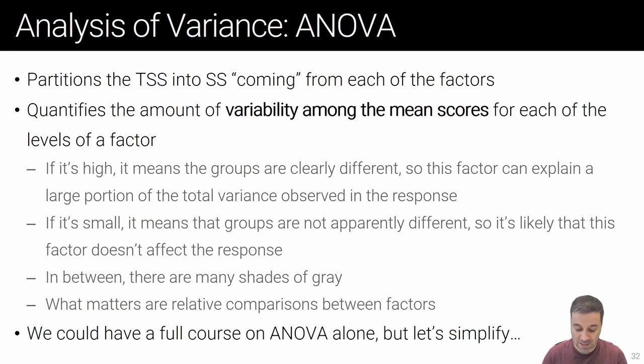And so if that variation is high, that means the groups are clearly different. This factor can explain a large portion of the variability in the response. If it's small, it means the groups are apparently not that different, so it's likely that the factor doesn't play a role in the response, that it doesn't affect the response that much. Somewhere in between, of course, there's many shades of gray. What matters is really the relative comparison between the factors. So let's look into an example.